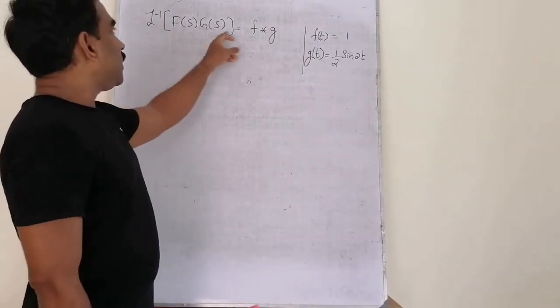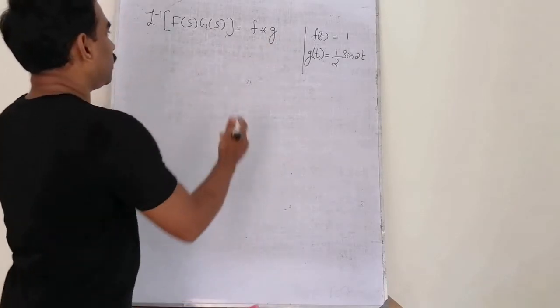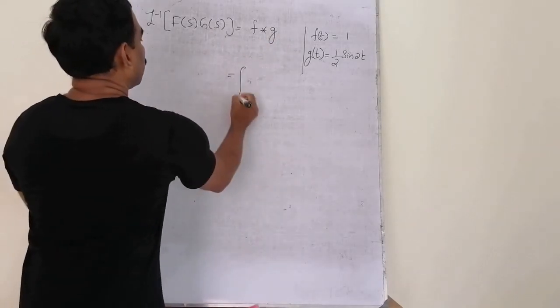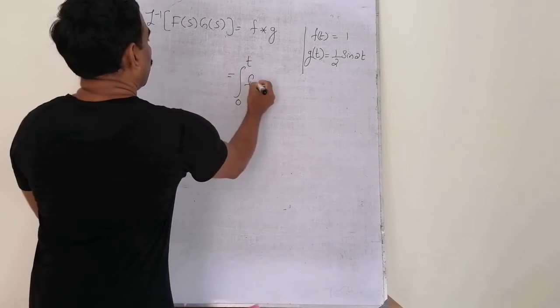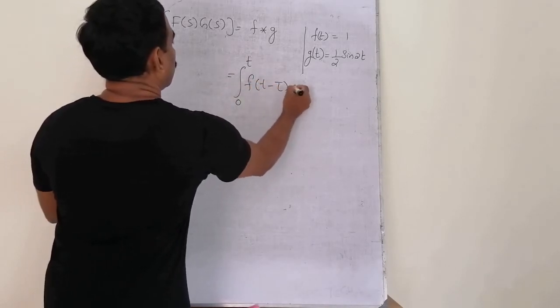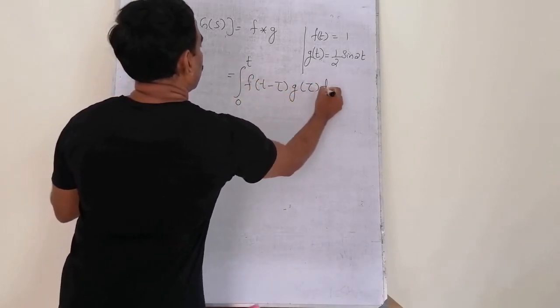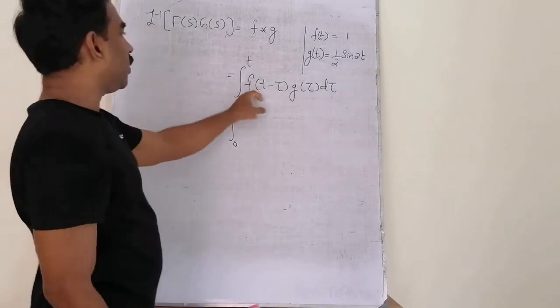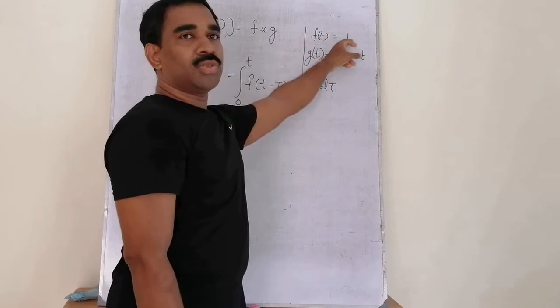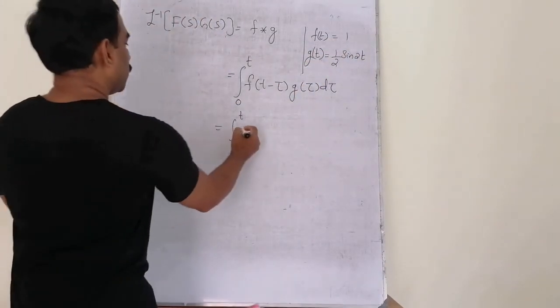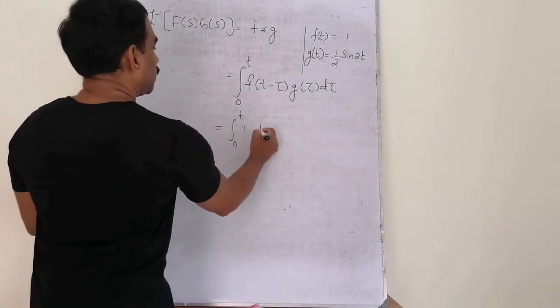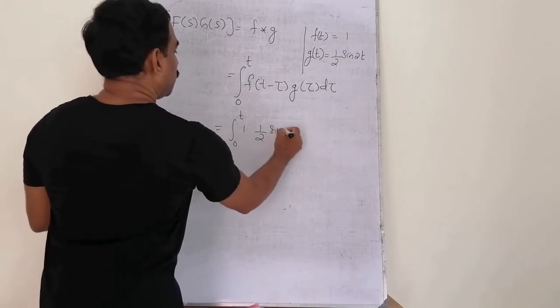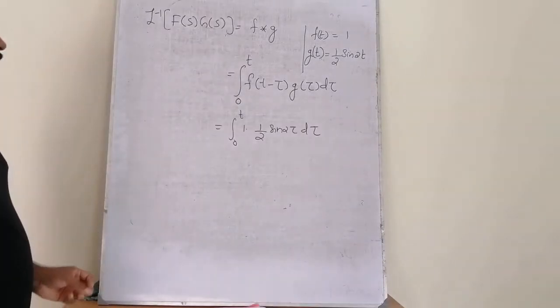That is L inverse of F(s) G(s) is equal to the convolution product f star g. So according to the definition of convolution product, this is the integral from 0 to t of f(t minus tau) g(tau) d tau, equal to the integral from 0 to t of f(t minus tau). And here f(t) is a constant function, so the translated function is also 1, into g(tau), which means half of sine 2 tau d tau.